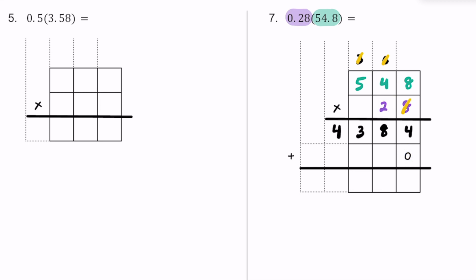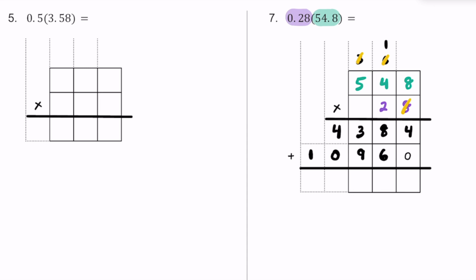That's your placeholder. And let's take this 2 and multiply by each number. So 2 times 8, that's going to be 16. Go ahead and put this 6 right over here and carry the 1. Then we'll take this 2, multiply by 4, that's 8, plus this 1, that's going to give us a 9. And then we have this 2 times the 5, and that's going to be 10. So we're going to put a 0 and then a 1 down here.